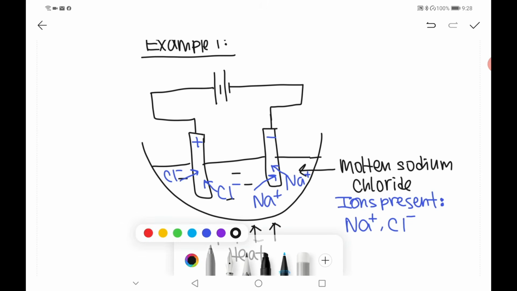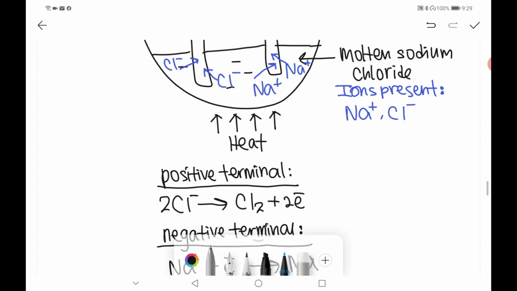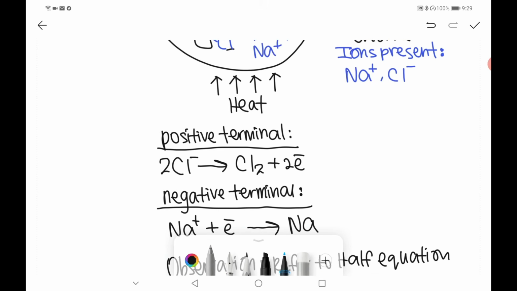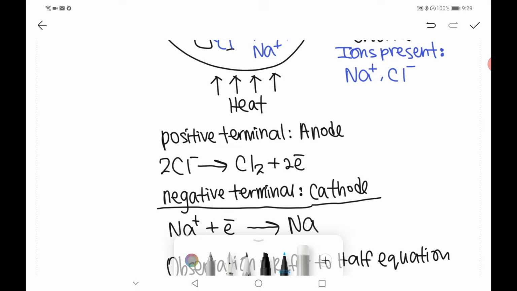From here now, you can label already. The positive terminal is anode. The negative terminal is cathode. Done. So this is how we label anode and cathode. Please be careful, because so many students are so confused with anode and cathode. If you cannot differentiate anode and cathode, you will have a big problem.